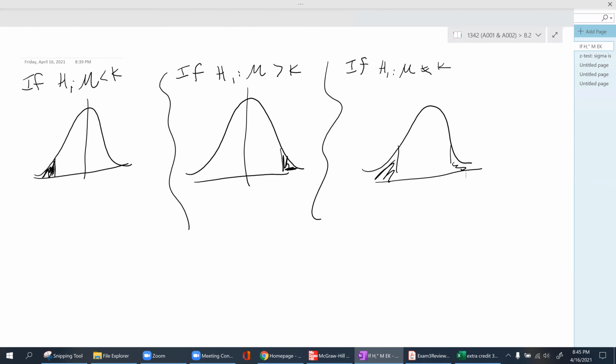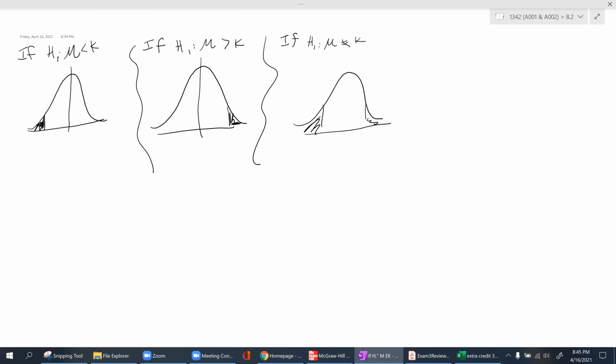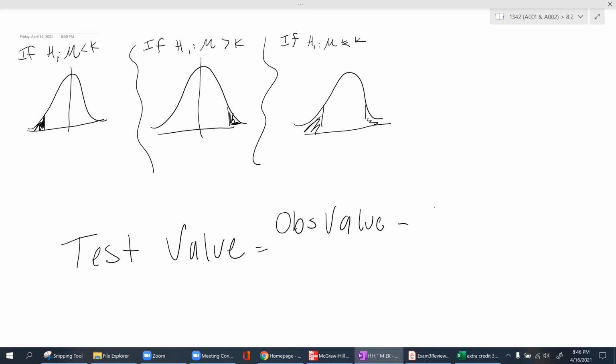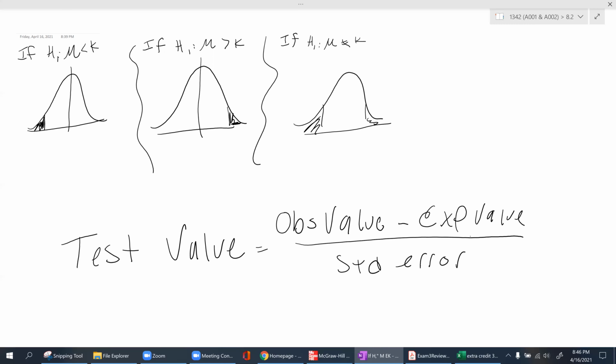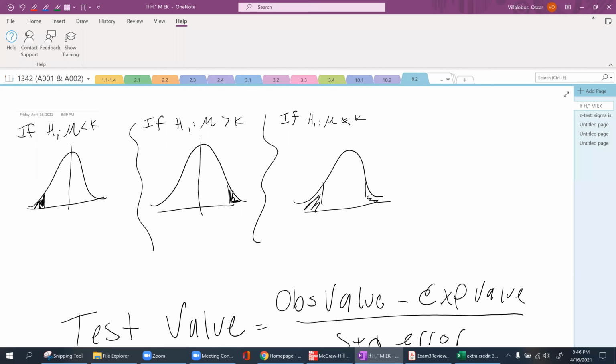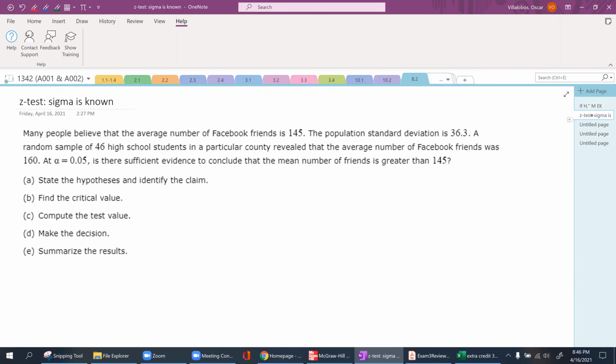The general formula that we're going to be using moving forward is your test value, which is your observed value minus your expected value, all over your standard error. Again, you may find this on page 419 of your textbook. So let's go ahead and get started.